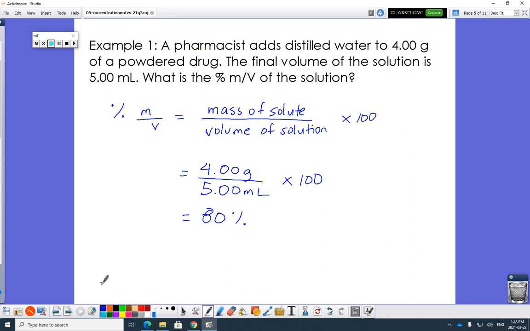4 is almost 5 out of 5, right? So should it be pretty close to 100? Yes, it should. That's a pretty high percentage. This is a pretty concentrated solution.